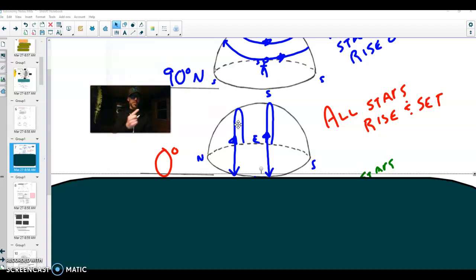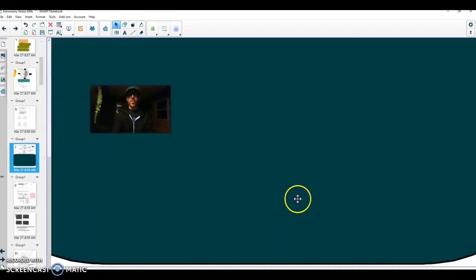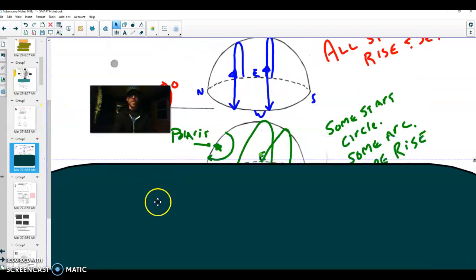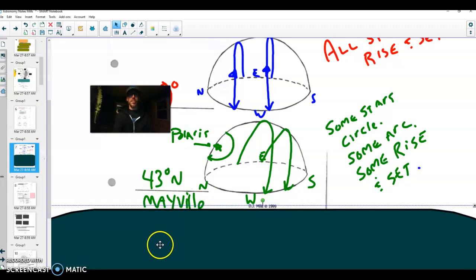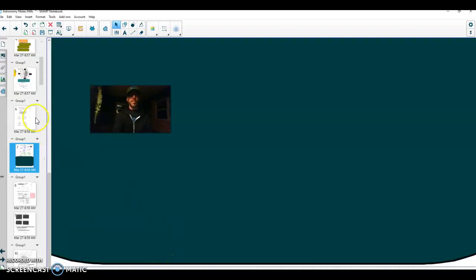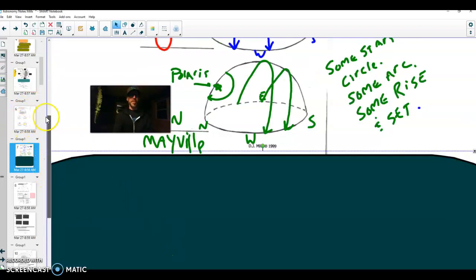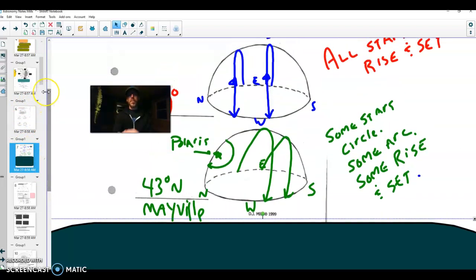At the poles, everything goes around in circles. And this should look somewhat familiar to you. Oh, I did it again. Sorry, guys. Here, Mayville. It's 43 degrees north, we're like 42.5, but let's just stick with that. Between 42 and 43, some stars circle, some arc, some rise and set.